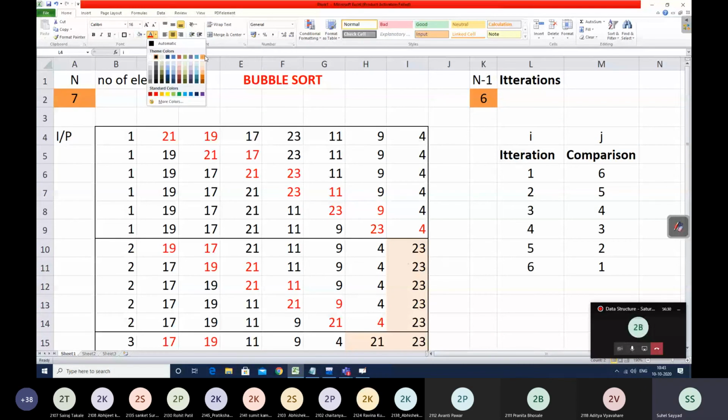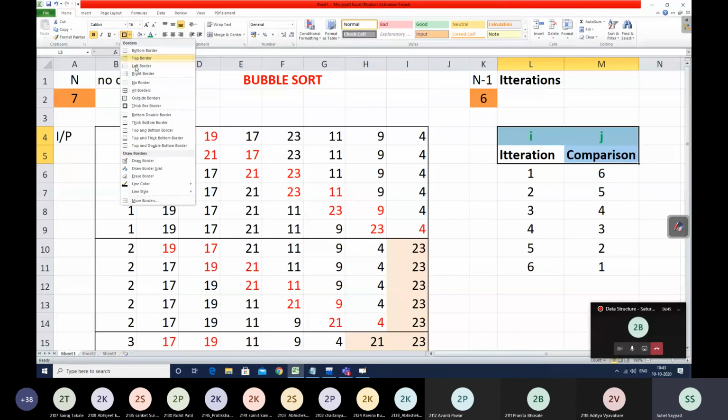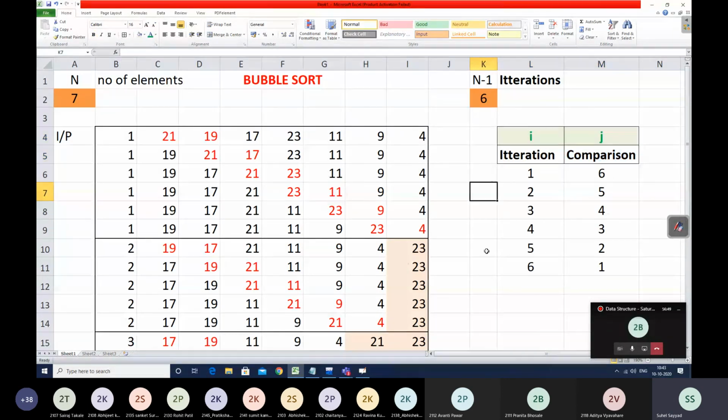Yes, sir. i is a variable which I want to use now for iterations. And j is a variable which I want to use for my comparison. j is for my comparison.